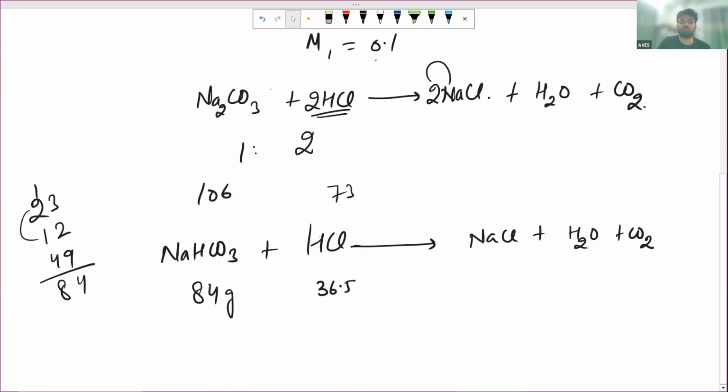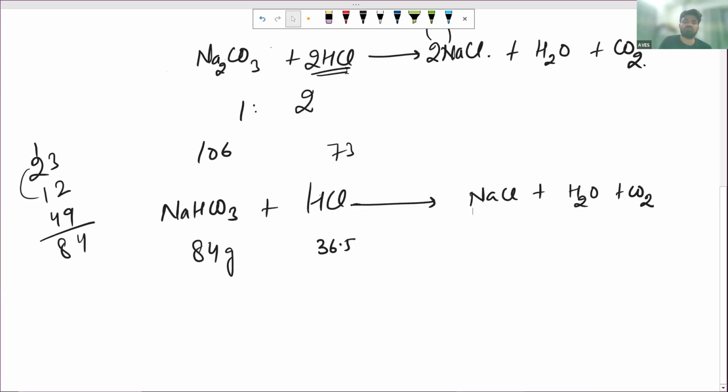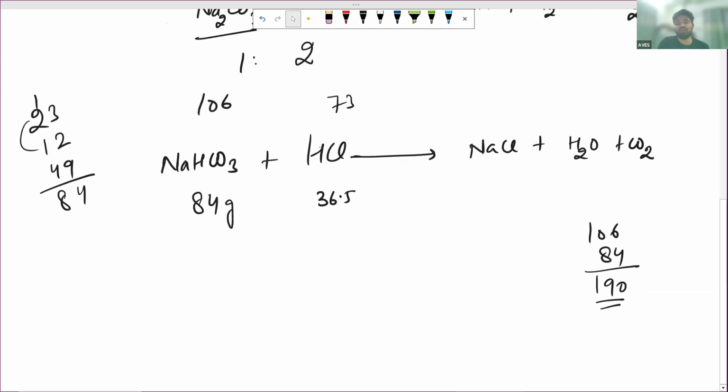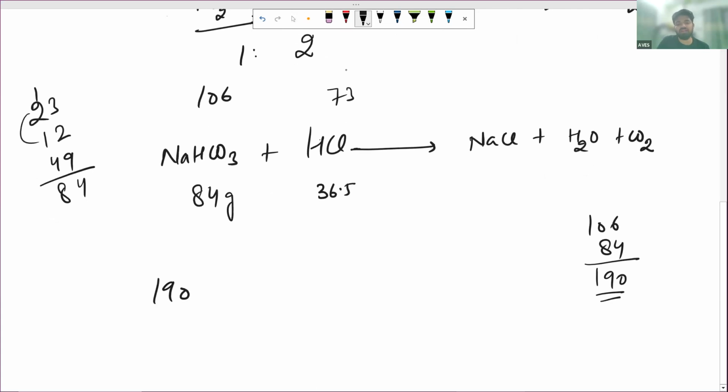So for every one mole of this one and one mole of this one, we require 3 moles of HCl. If I ask you the total amount of this mixture, we require 1 mole of each, so the total is 106 plus 84. How much will it be? 190. So for 190 grams of substance, how much HCl do we require?